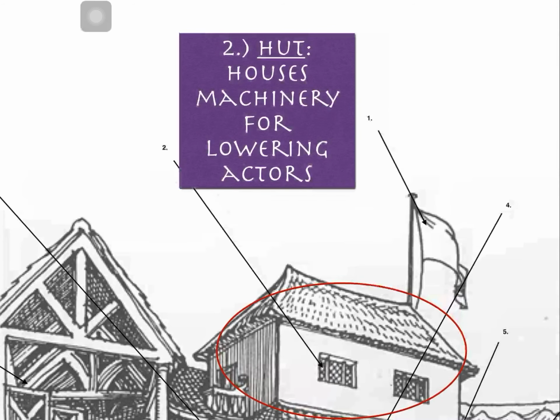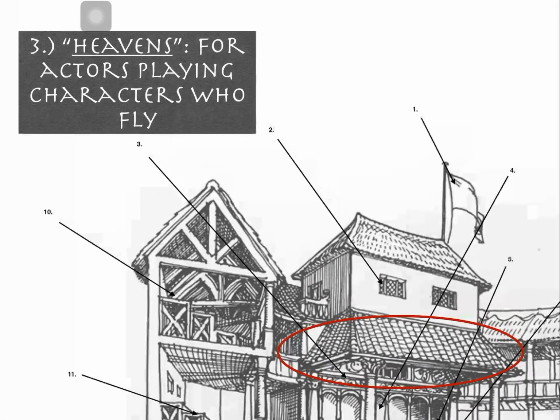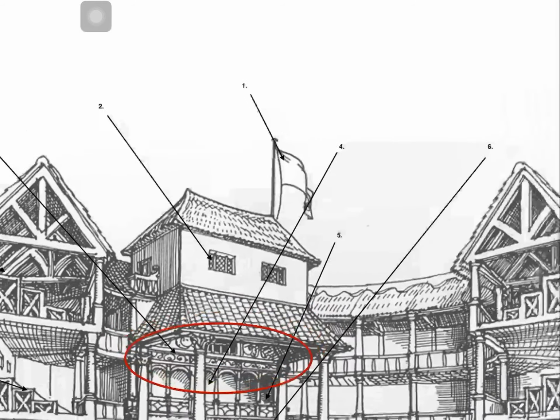At the top of the stage, there was an area called the hut, and that is where different machinery would be in order to lower actors onto stage, maybe if they were meant to be flying. Underneath the hut is an area called the heavens, which is appropriately named because that is where actors who were supposed to fly. Shakespeare has a lot of plays with witches, with fairies, with different magical creatures who need to be able to fly across the stage. And so the heavens is where those actors would be.